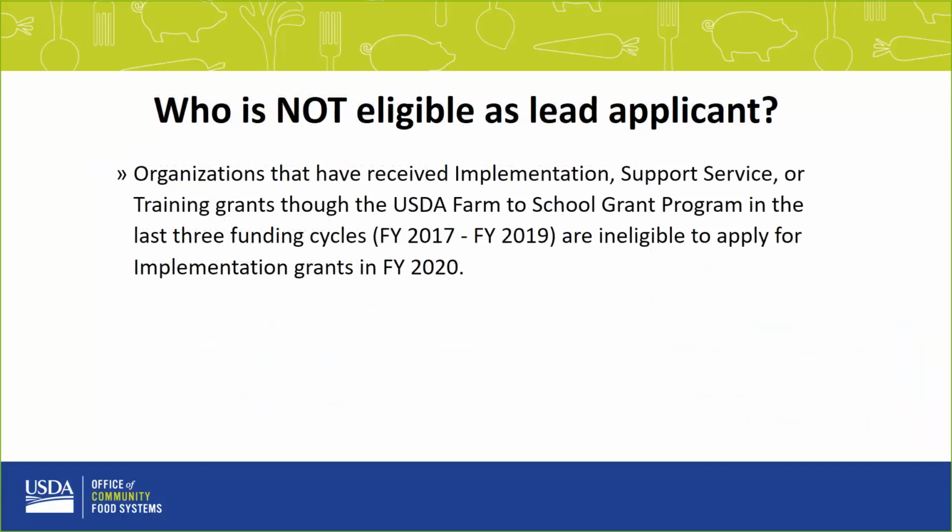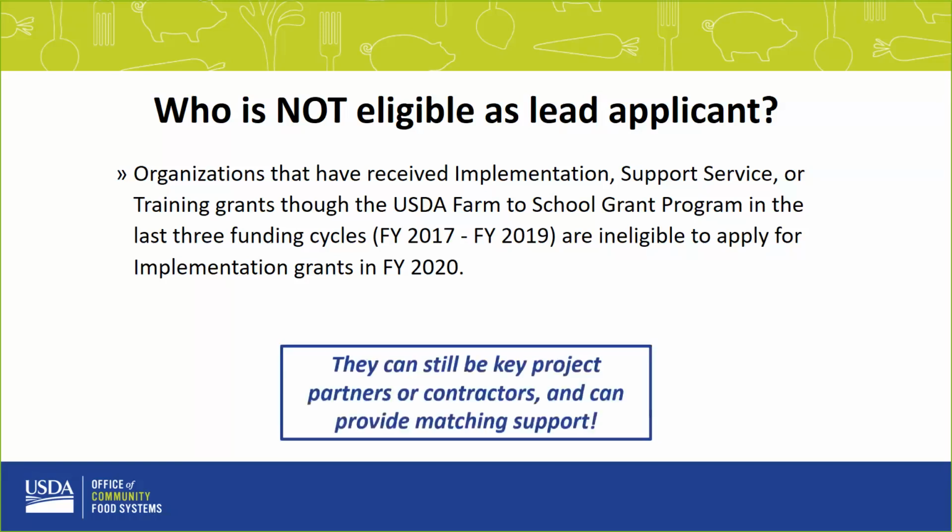In order to ensure that grant program funds are distributed broadly, organizations that have received grants in the past 3 funding cycles, so received funds in 2017, 2018, or 2019, are not eligible for implementation grants in FY 2020. Organizations that have received planning grants in the past are eligible to apply as long as their grant projects are closed out by the time the RFA closes on December 13th. State agencies are eligible to apply regardless of their past grant history or current grant status. Organizations that have received grants in prior years may still be partners or contractors associated with other applications or contribute to a match but can't actually apply as the lead applicant.